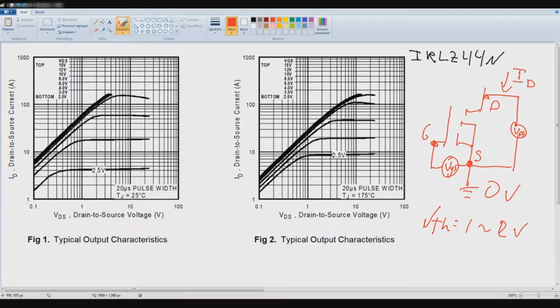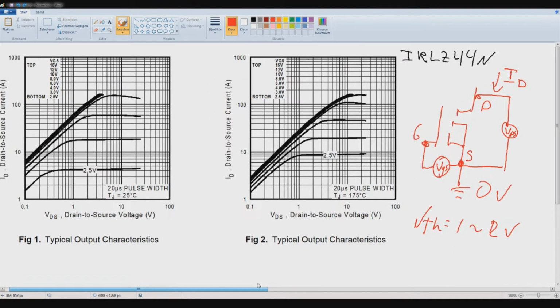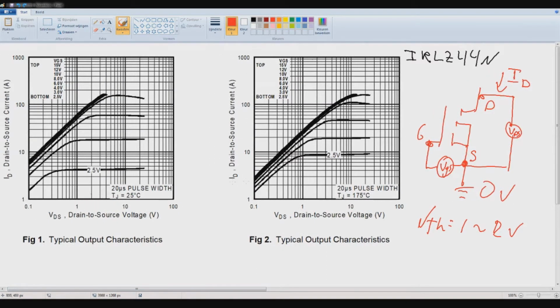And now we are going to look at figure 2, which is the same thing but for a different junction temperature. This is when you're at maximum operating temperature with the same pulse width and the same scale, as you can see over here, and also the same VGS voltages.